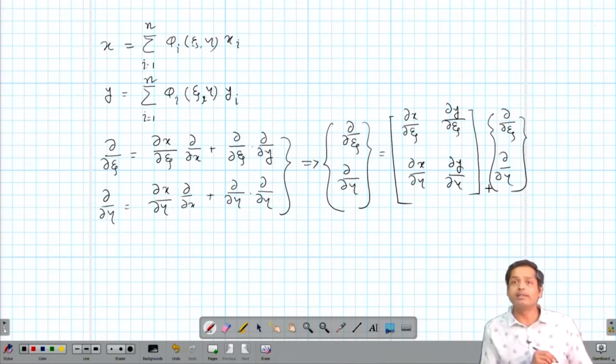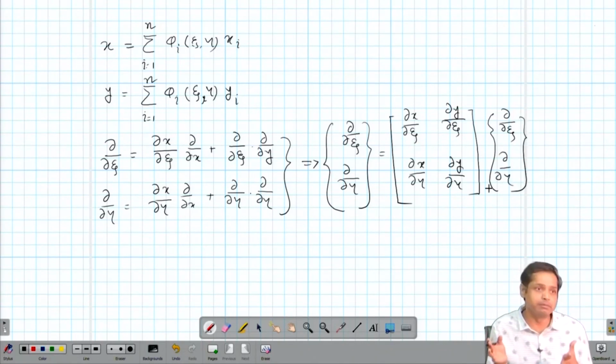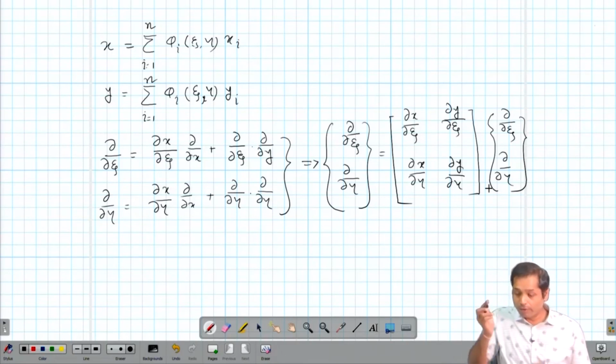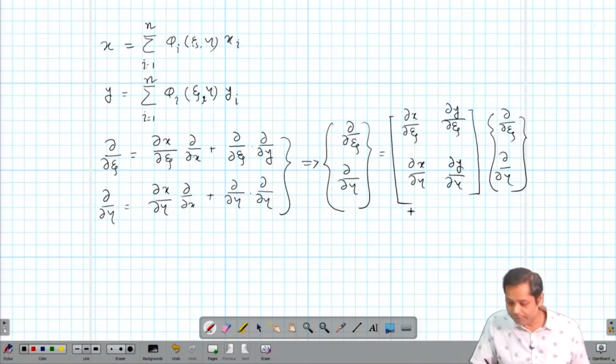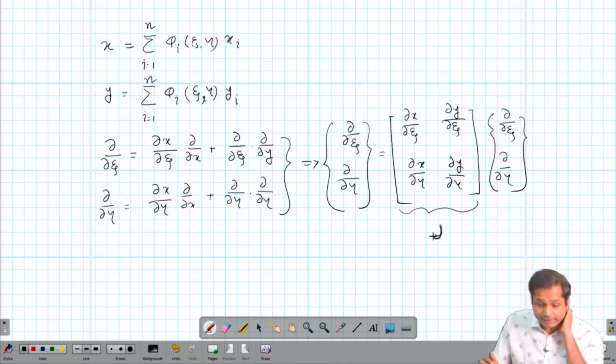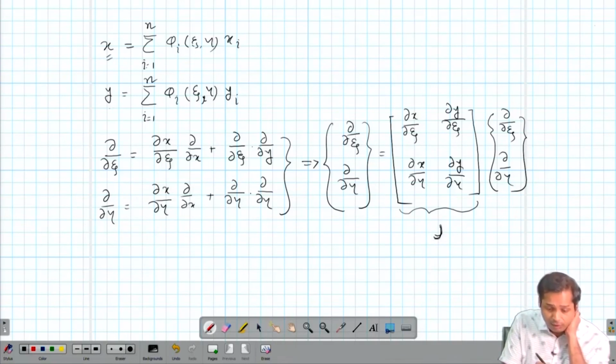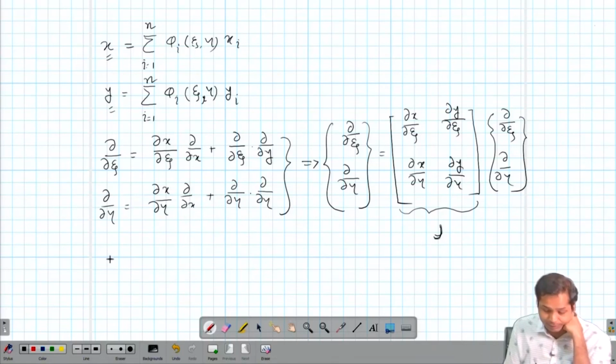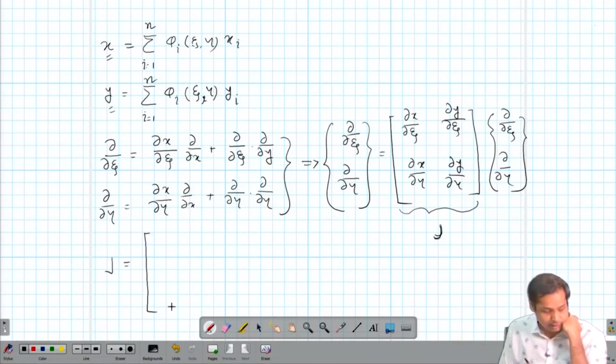A similar thing we have already seen when we discussed the numerical integration technique. Okay, now this is called the Jacobian, right? Now x is already this and y is already this. If we substitute x and y here, then the expression for the Jacobian will be something like this.